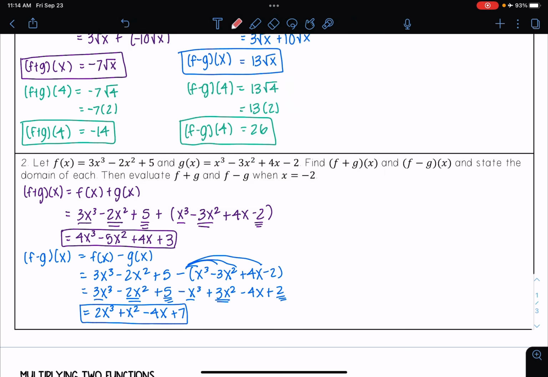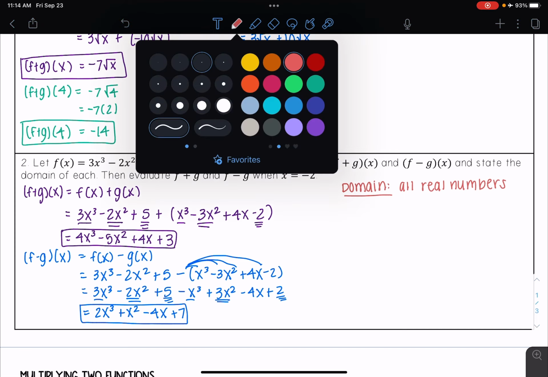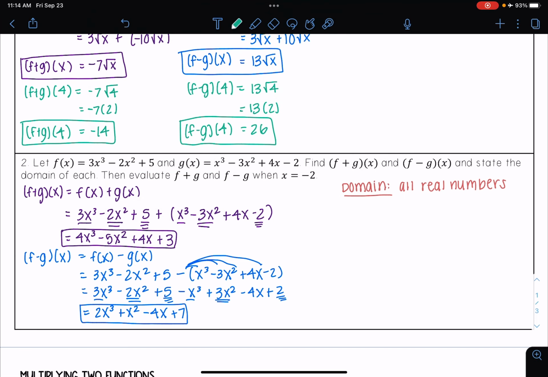Next, I need to determine the domain. The domain for both of these will be the same. And looking at this, I see I have a cubic function on both. And we learned with those that the domain is just going to be all real numbers. There's no restrictions on what x can equal.